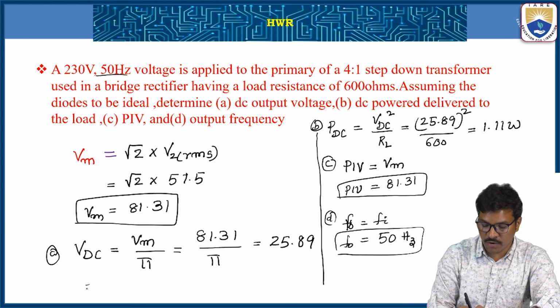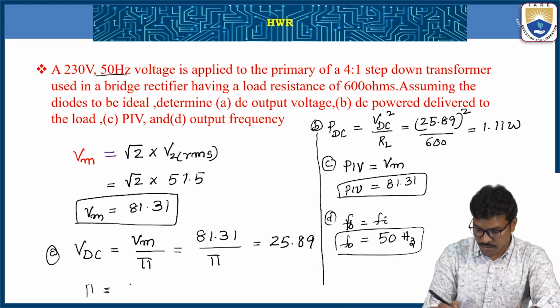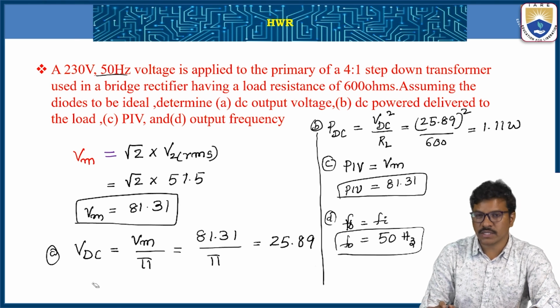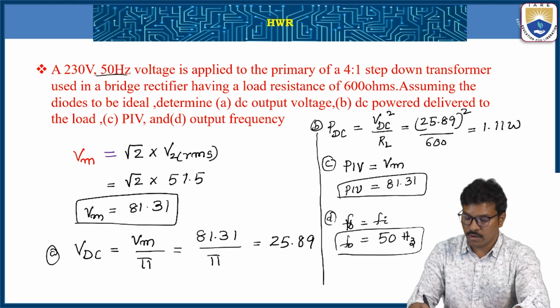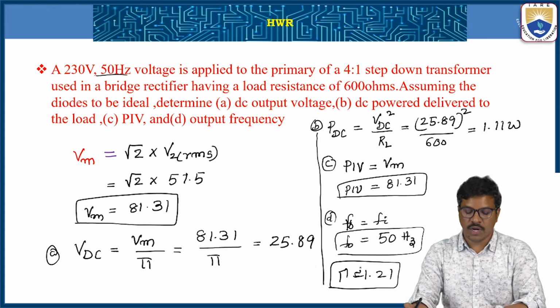Suppose if you want to find out the ripple factor, we can simply find it: ripple factor is the square root of (VRMS by VDC) whole square minus 1. Then the ripple factor will approximately be 1.21. Likewise, we'll find out the problem.